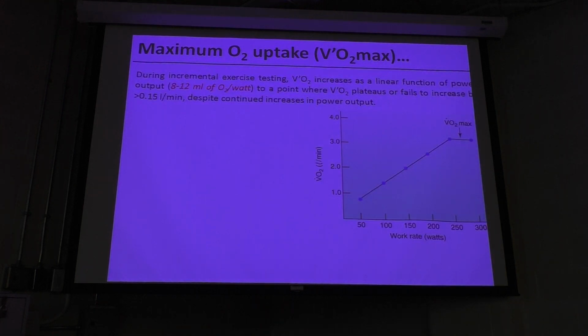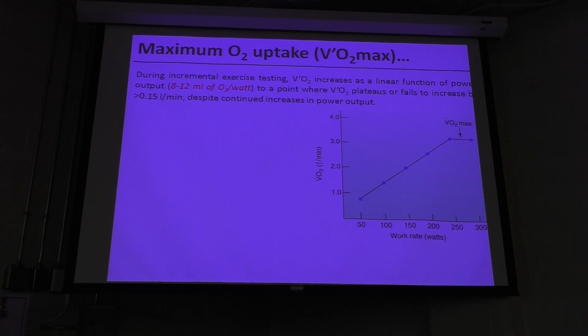So, during an incremental exercise test, again, like you're going to do this afternoon and tomorrow, you start from rest and at regular intervals you increase the intensity of exercise until you can't exercise anymore. Okay? It's not the way we exercise in real life, but it's the way we test somebody's maximum capacity.